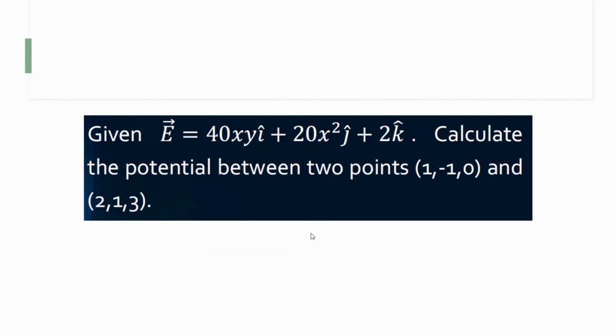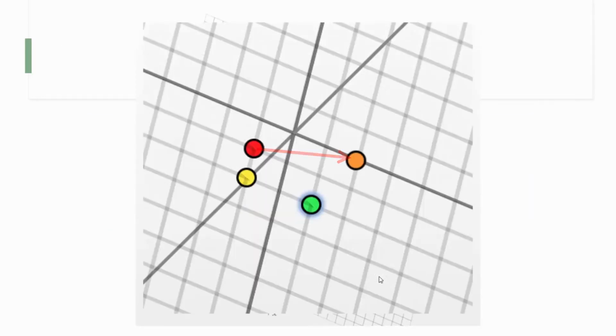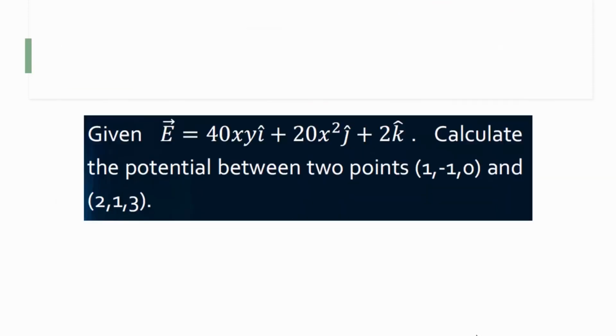Given the electric field vector is 40xy i hat, 20x squared j hat, and 2k hat, calculate the electric potential between 2 points, 1, negative 1, 0, and 2, 1, 3. So, sa problem na to, feel ko lalabas na naman siya. The short answer is, ang sagot ay 106. Yan yung short answer. Pero, kung gusto nyo i-explain ko pa ito. So, the first thing you need to understand here is yung 2 points. 1, negative 1, 0, and 2, 1, 3.